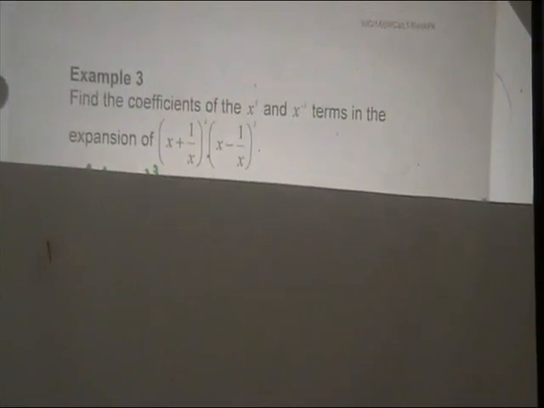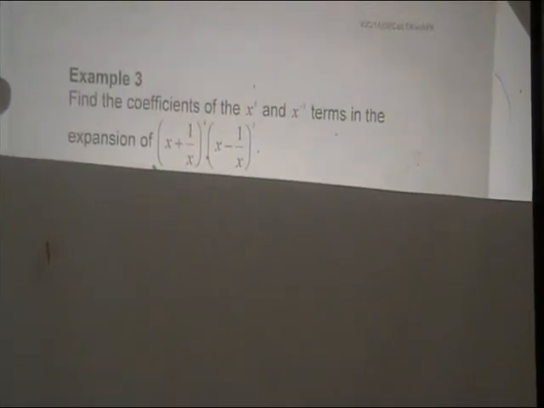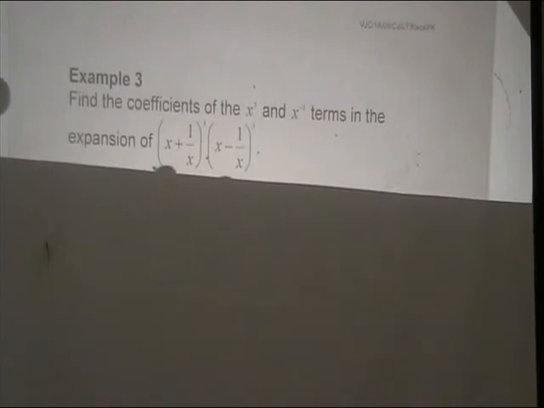Okay, next example, example 3. Find the coefficient of x to the power 5 and x to the power minus 3 in the expansion of this whole thing over here. It looks very complicated, but these are actually from example 1 and example 2.